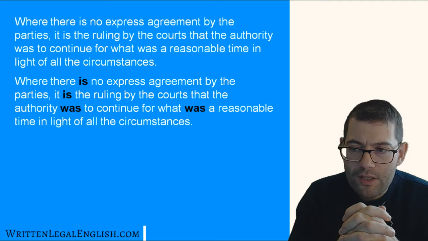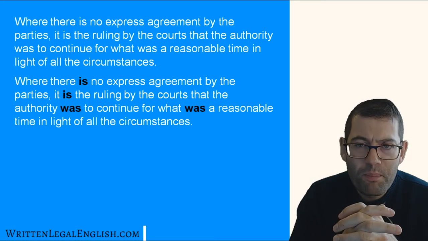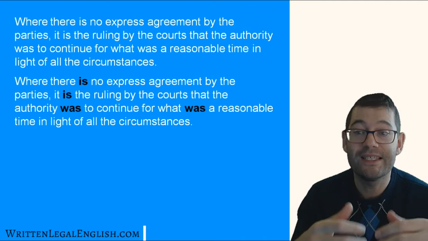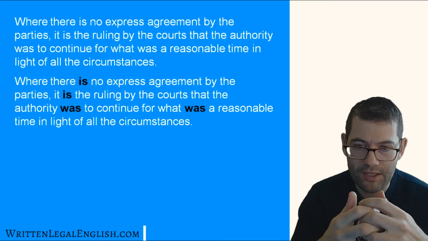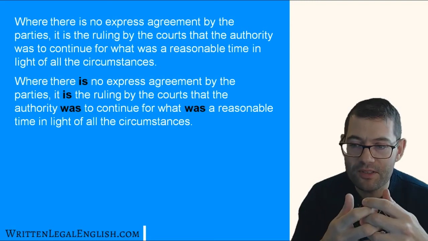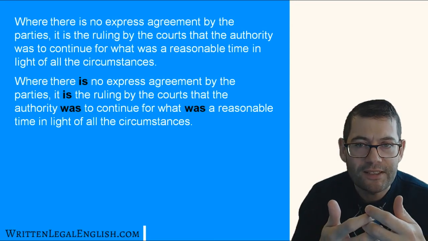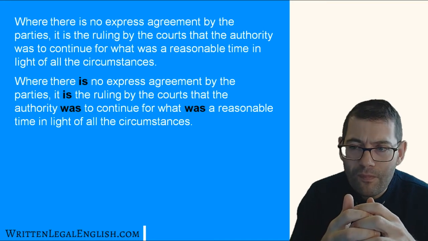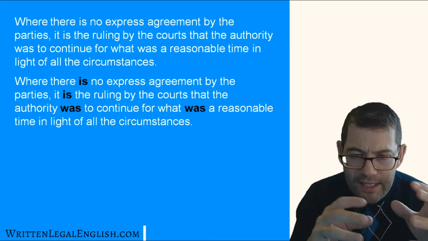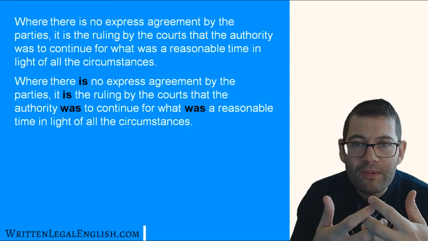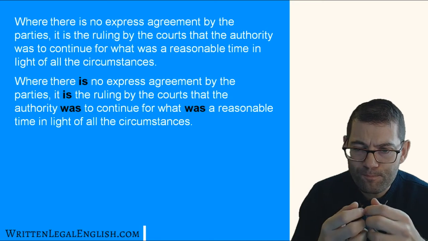It's this use, I've highlighted the uses of be here. Where there is no express agreement by the parties, it is the ruling by the court that the authority was to continue for what was a reasonable time in light of all of the circumstances. So we've got these structures, was, that kind of block you from getting to the main message.